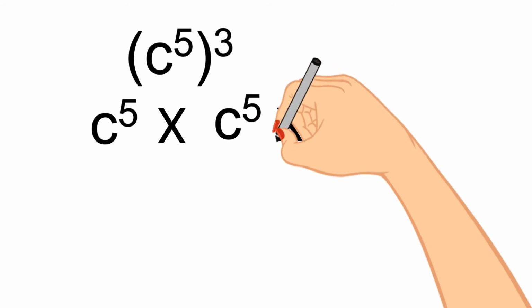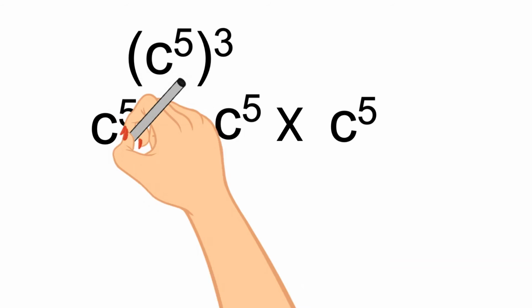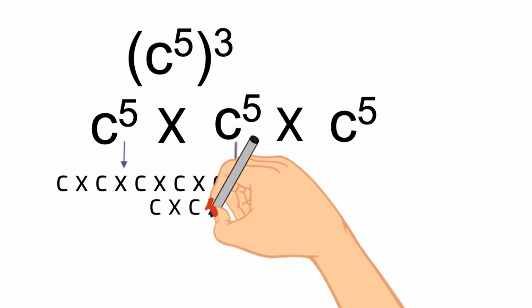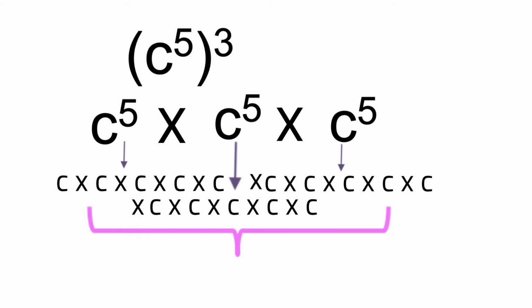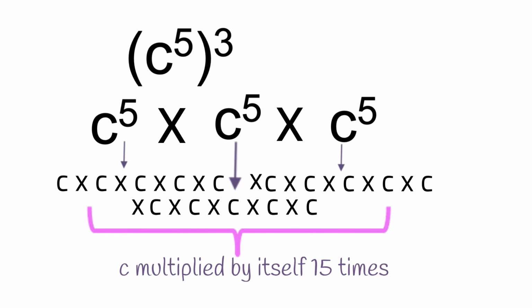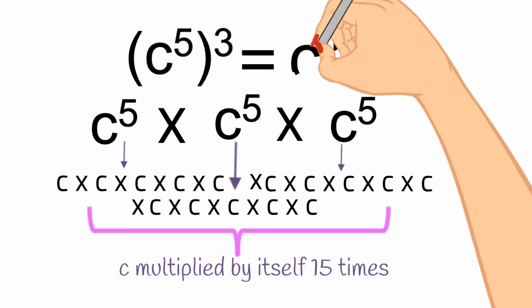So c to the power of 5, cubed. Well, essentially this is just c to the power of 5 times c to the power of 5 times c to the power of 5. And if we write that out in full, I have a lot of c's. Multiply them together and I get c multiplied by itself 15 times. Now, I don't recommend you ever write all of these out in the future. I'm just trying to illustrate the idea for you. So we have c to the power of 5 to the power of 3 gives me c to the power of 15.